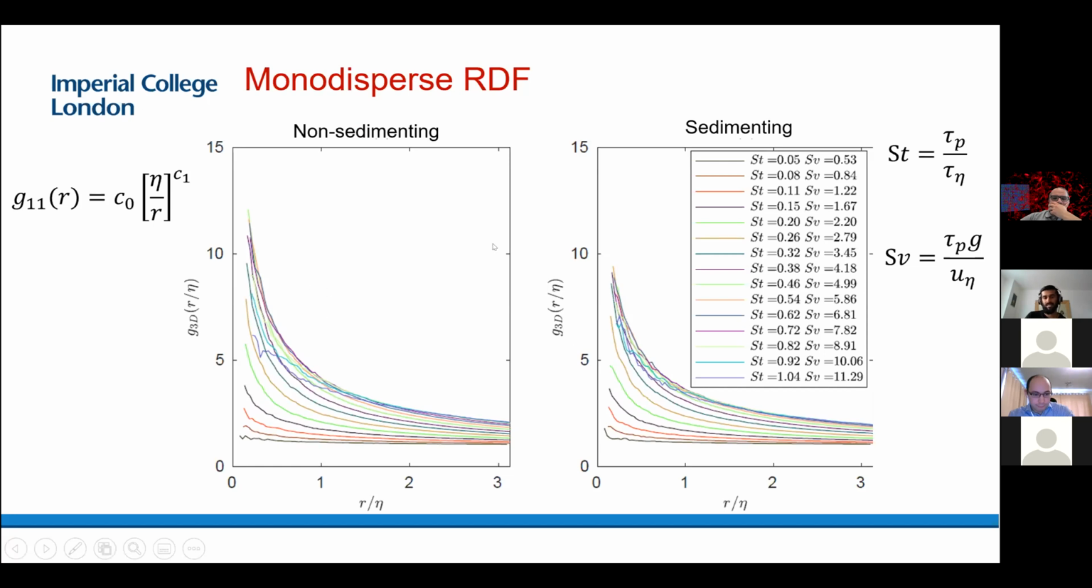Comparing non-sedimenting and sedimenting droplets, we characterize the effect of gravity through a non-dimensional number, which is the settling velocity over the Kolmogorov velocity. When this number is around a factor of 2, that is when we see the effect of gravity coming into force, and the main effect is that it suppresses clustering. Also, for both cases, there's a maximum when the Stokes numbers are around 0.4, but due to gravity, the magnitude of the maximum is much smaller in the sedimenting case.